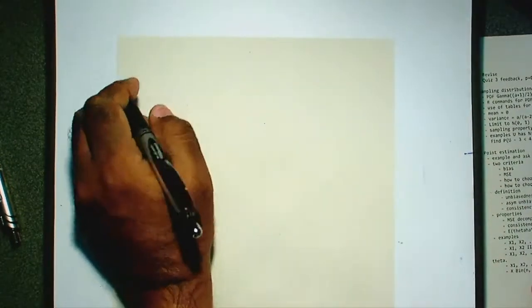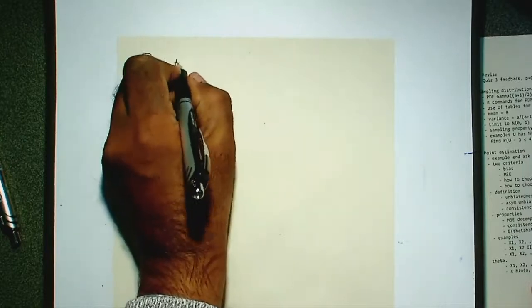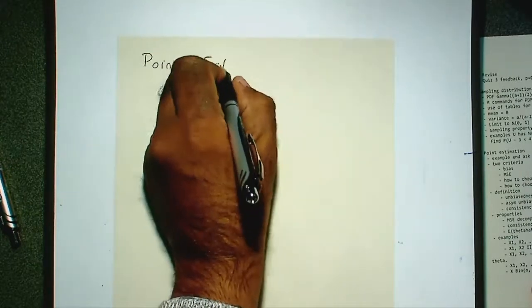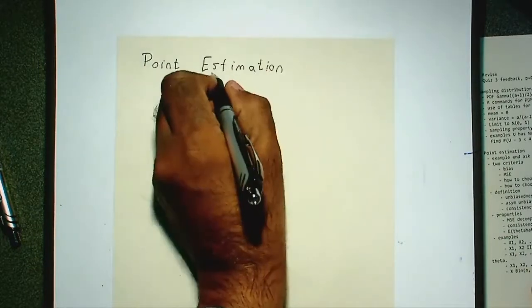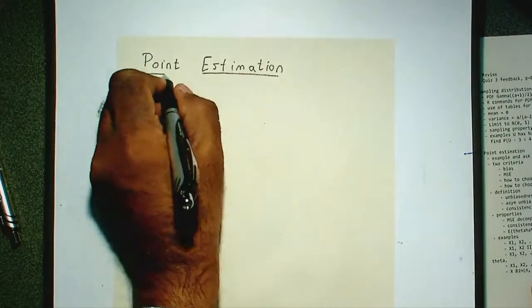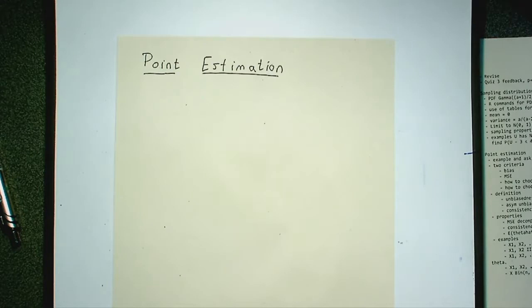Okay? All right. Now I'm going to move on to an important part of this course. So we are done with sampling distributions. The next part I'm going to talk about is point estimation. This is really, really important. I mean, this is where the course will get interesting, hopefully. Point estimation is a really important part of statistics, right?